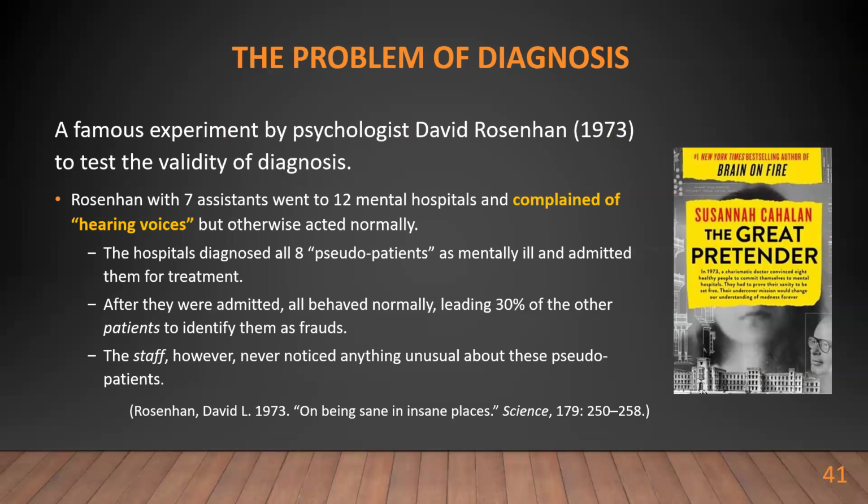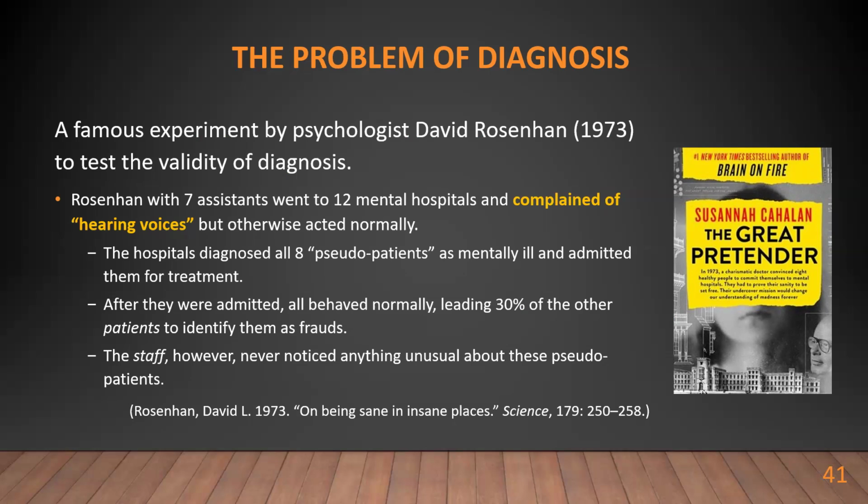A famous experiment by psychologist David Rosenhan in 1973 was made to test the validity of mental health diagnosis. And there's a book about Rosenhan's experiment called The Great Pretender by Susan Cahalan. Read it if you care.